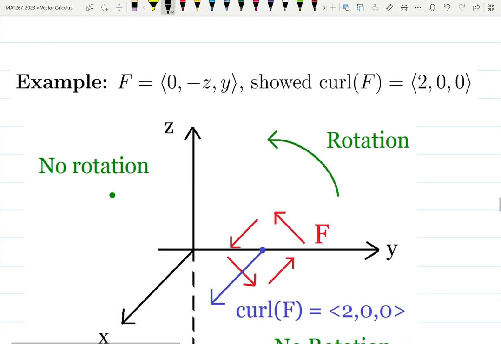Example, if F is 0 minus Z and Y, curl is 2, 0, 0.